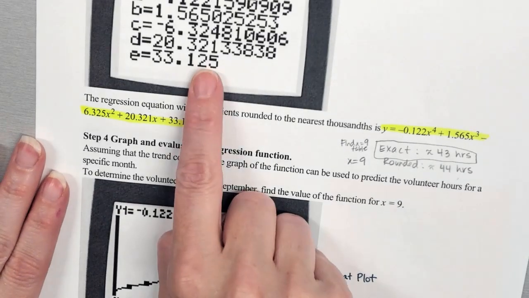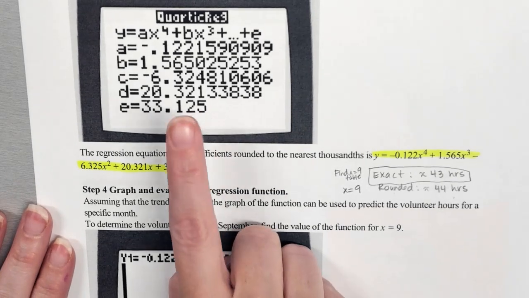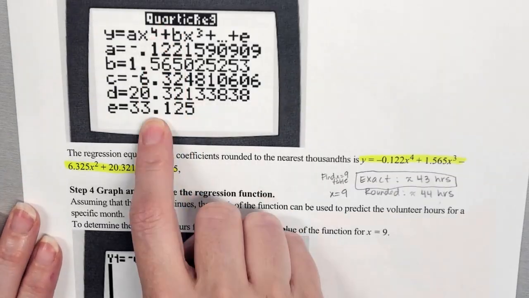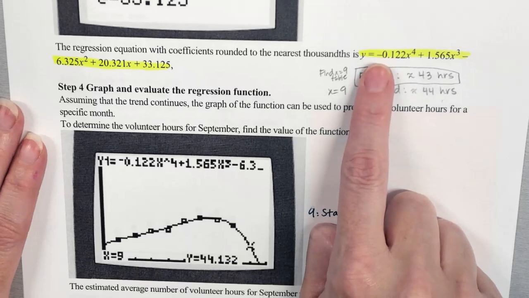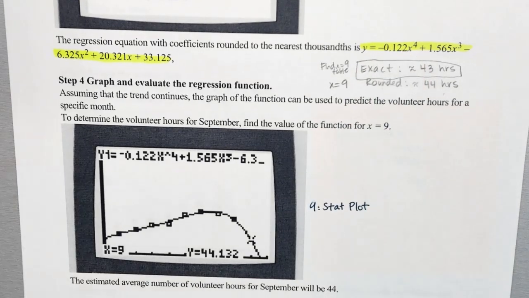So once you decide that it's the quart reg, you're going to take your values. We're always going to be rounding these to the nearest thousandth. So you can go ahead and check that. You don't know how to, yeah, let's go over that.